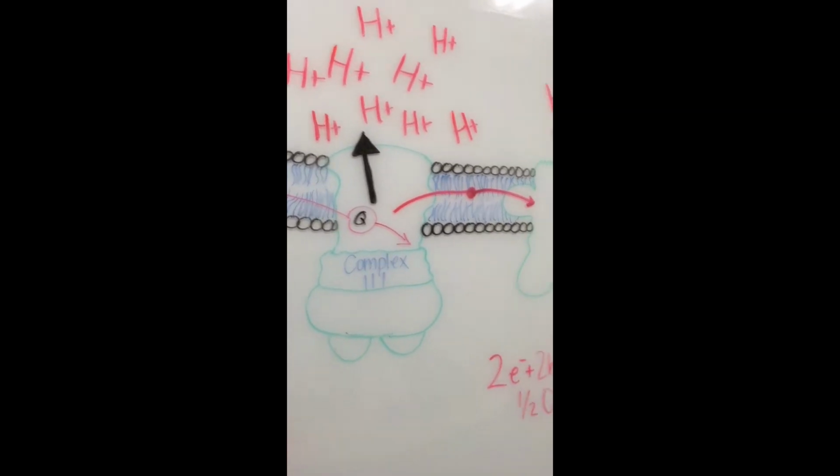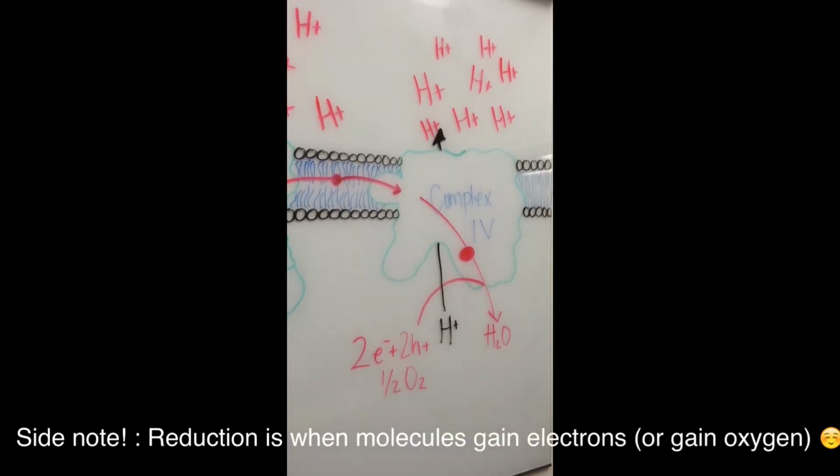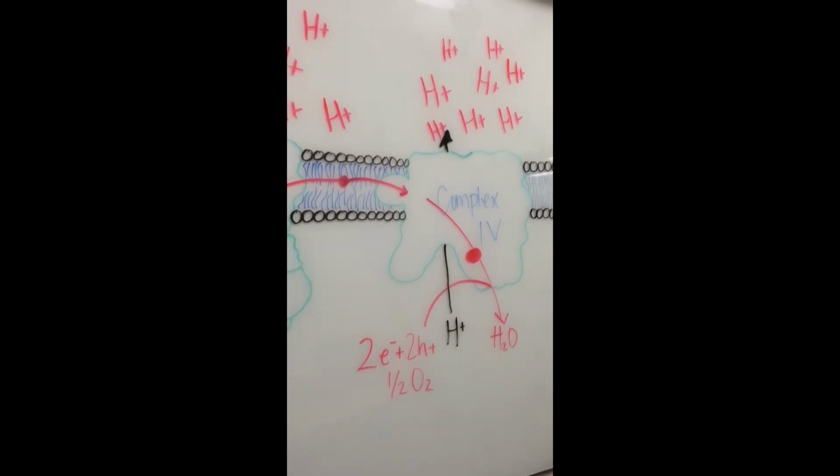In complex 4, they are then moved to an oxygen molecule. Oxygen plus electrons equals water, known as the reduction of oxygen.